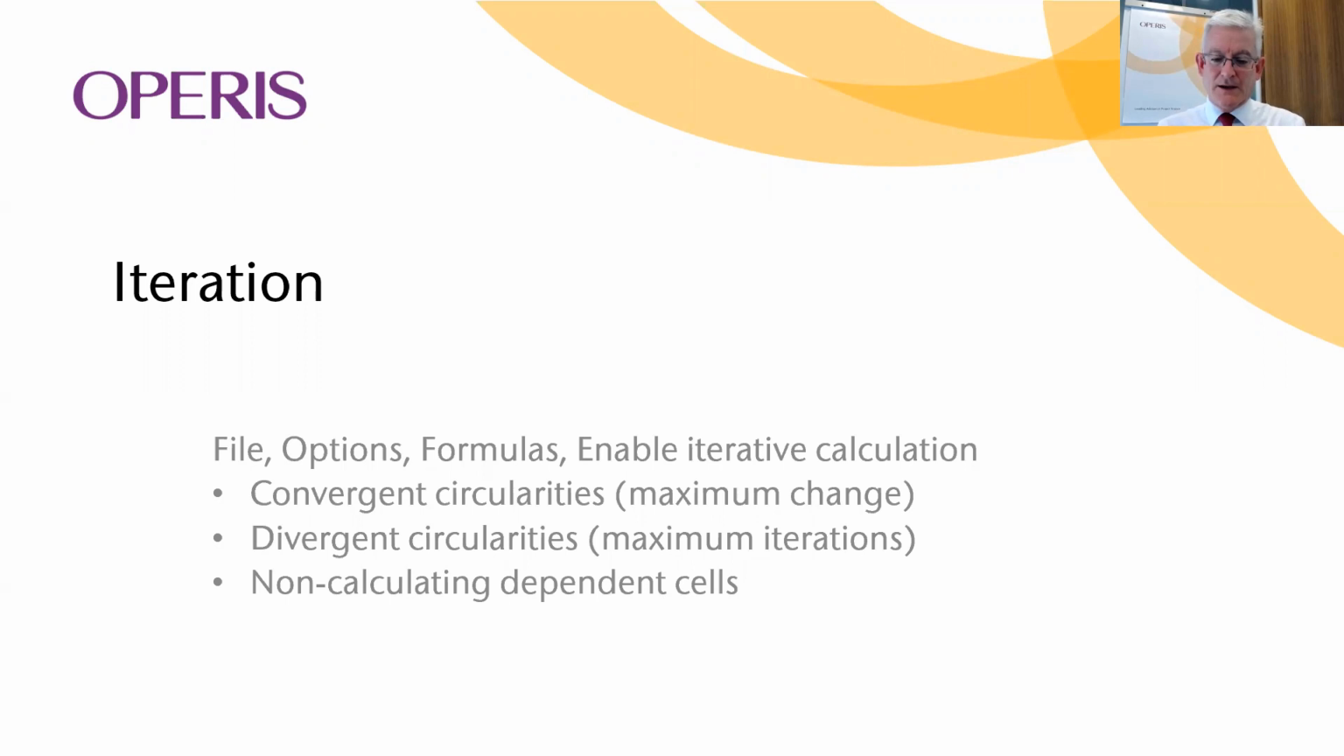The issues are going to be how to switch it on in the first place, where is it? And then a couple of things, and if we are using iteration, we need to understand convergent circularities and divergent circularities. We'll see those in just a moment. But also then a knock-on effect of the whole idea of a circularity is the concept of the non-calculating dependent cell. And we need to be able to be quite clear about what those expressions mean and how then they have implications for the way that we work with deliberate or any other type of circularity.